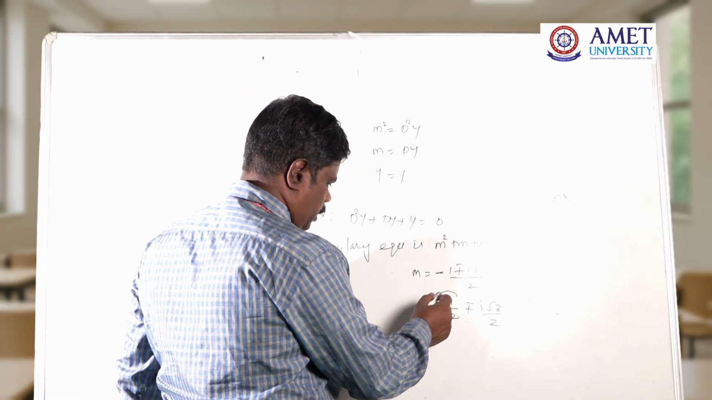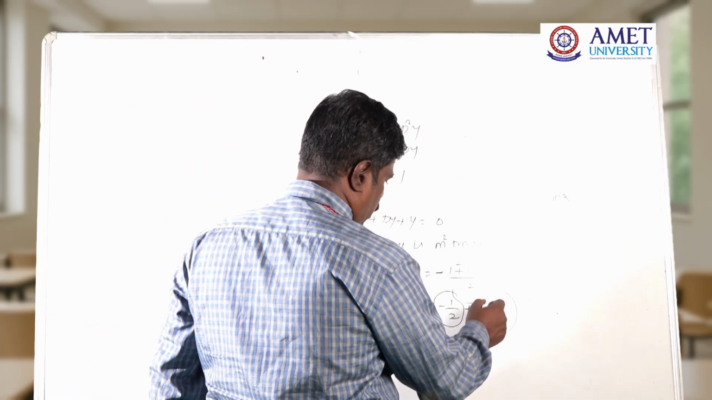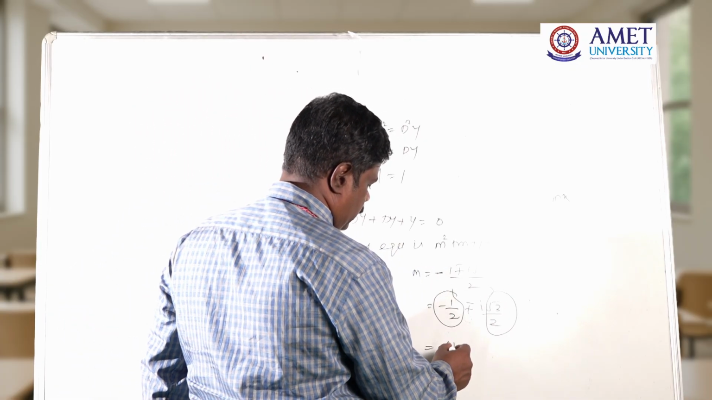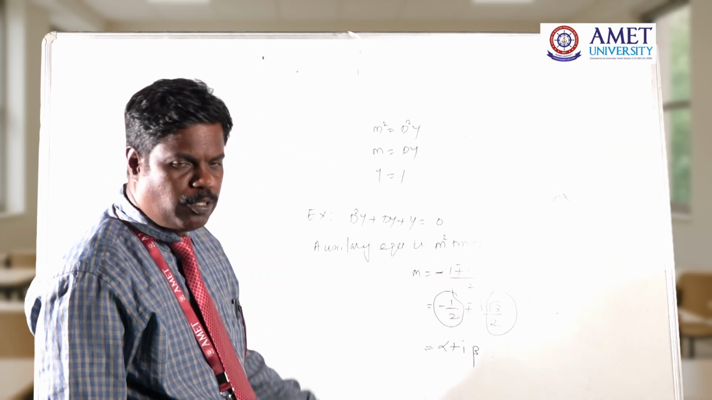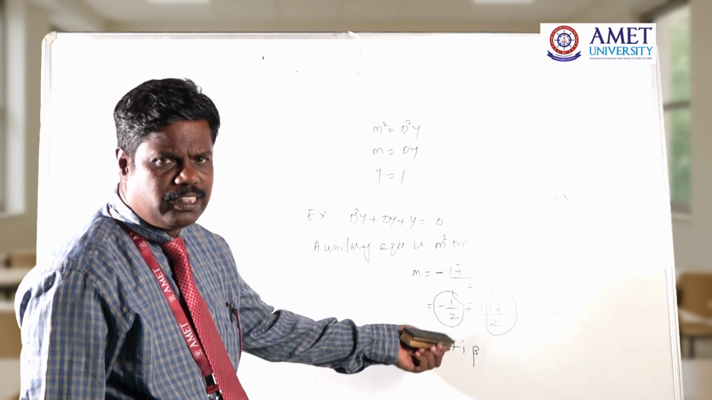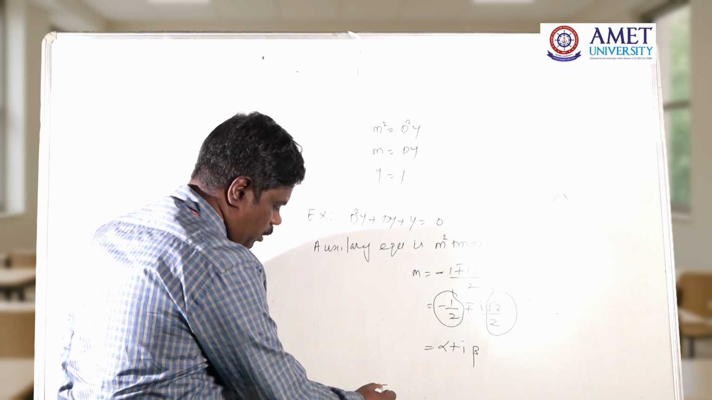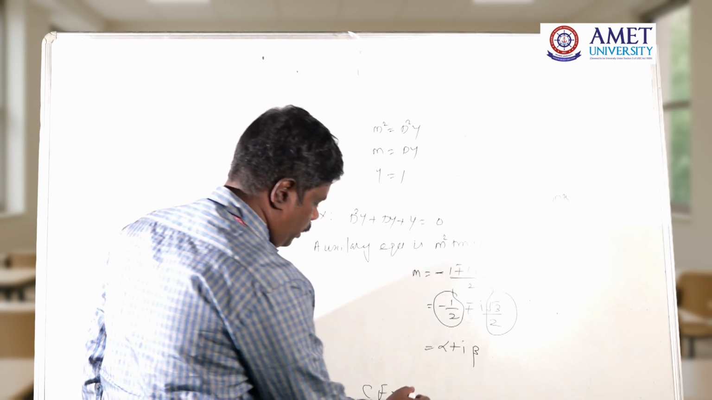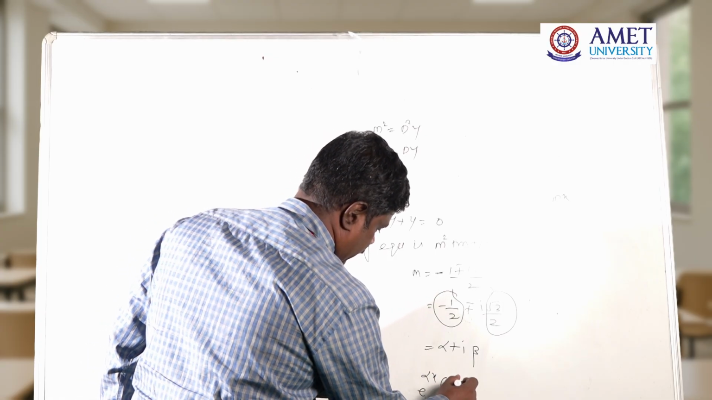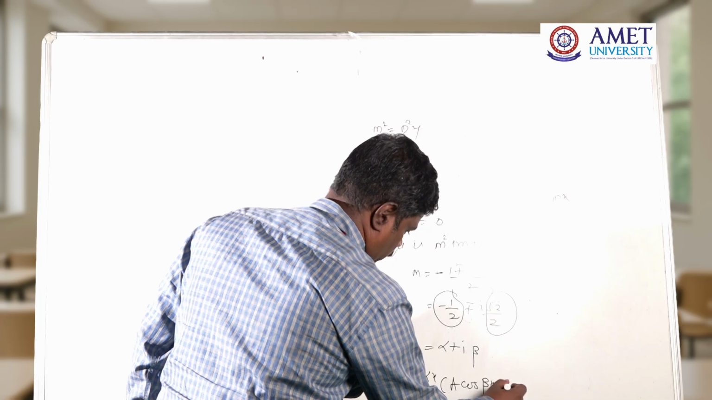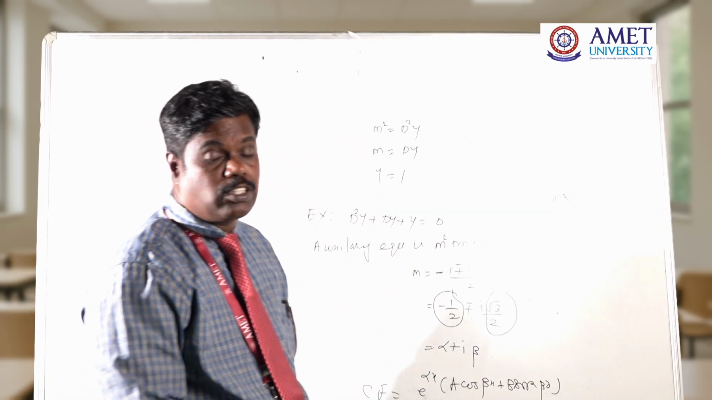Now, this part is the real part. You know that this part is the real part. The other part is the complex number part. So you can write it like this: alpha plus i beta. You can write the complex number in the form of alpha plus i beta. Whenever it is alpha plus i beta, the complementary function is e power alpha x into A cos beta x plus B sin beta x. This is the solution whenever it is a complex number.